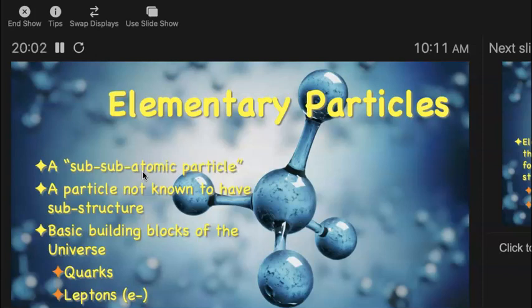And we've got 2 basic kinds that I'd like you guys to familiarize yourself with. One is called quarks. Again, you may have heard of them. And the other is leptons. You probably haven't heard of those. So quarks and leptons. And I skipped over the official definition for an elementary particle: a particle not known to have any substructure. In other words, as far as we know right now, there ain't nothing smaller.